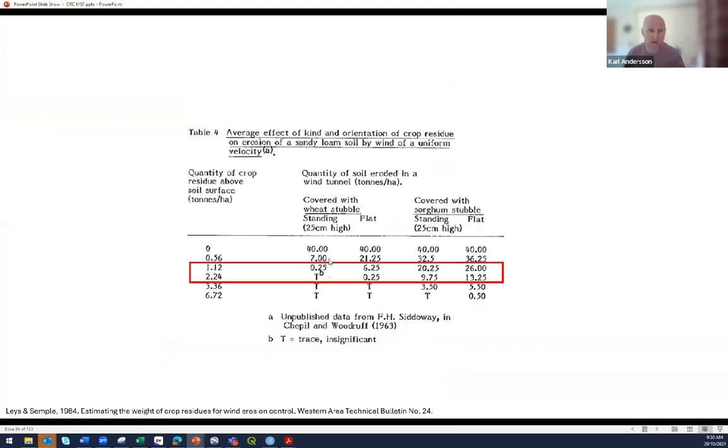John Lees has got benchmarks. There's some old stuff, but yeah, still holds. How much stubble do we need to minimize erosion in these examples? Looking above a ton, 2 ton to minimize losses there. And in the sorghum, that's more spaced out material, even higher.